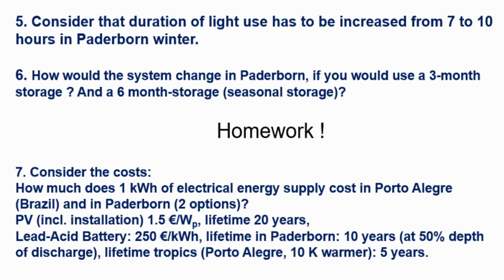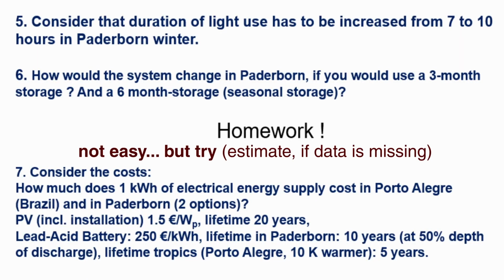So for homework, also consider that the duration of light use has increased from 7 to 10 hours. How would the system change if you would use a 3-month storage? That means we discussed it a little bit before. So in summer you have excessive power, and if you would store that power, how big would this have to be and how much would it cost. The prices are given below here.